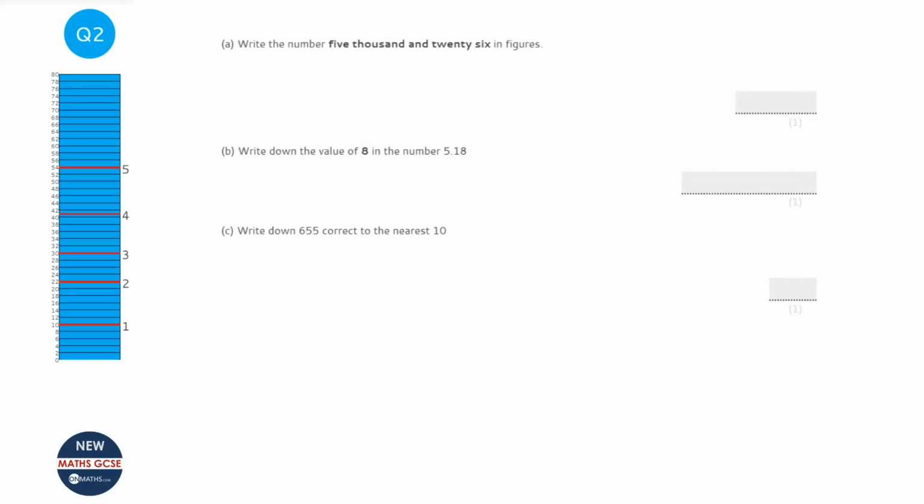When we're asked to write a number in figures, it just means as numbers. So we've got 5026. We need a 0 there as a placeholder. So you're just going to write 5026.